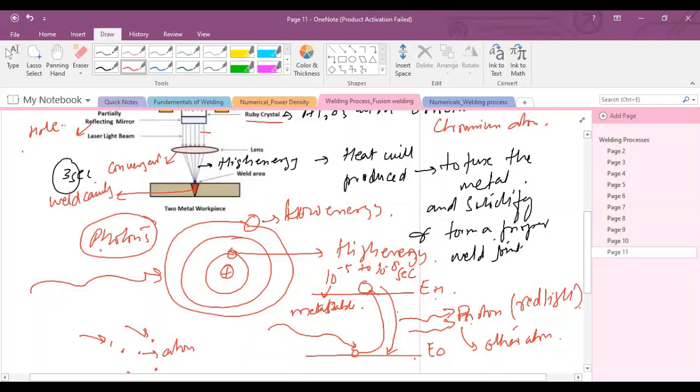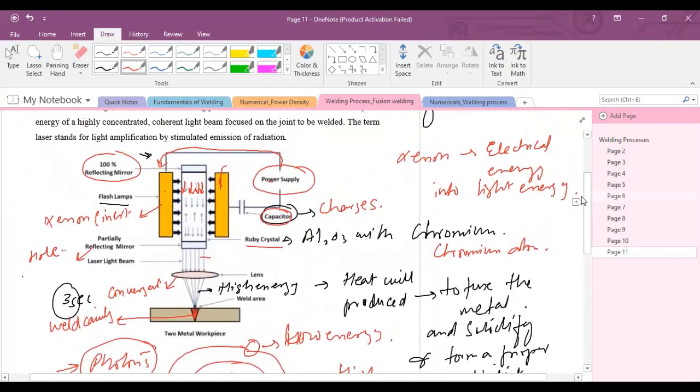Normally, most scientists call these photons packets of energy, and when released in the form of light, they form inside this tube in abundance. A number of photons will be formed inside this tube, and the 100% reflecting mirror is responsible for reflecting all the photons towards the partially reflecting mirror. The partially reflecting mirror has small holes, and from these holes this beam will go towards the lens, and this lens is used to converge the laser beam into the weld cavity.